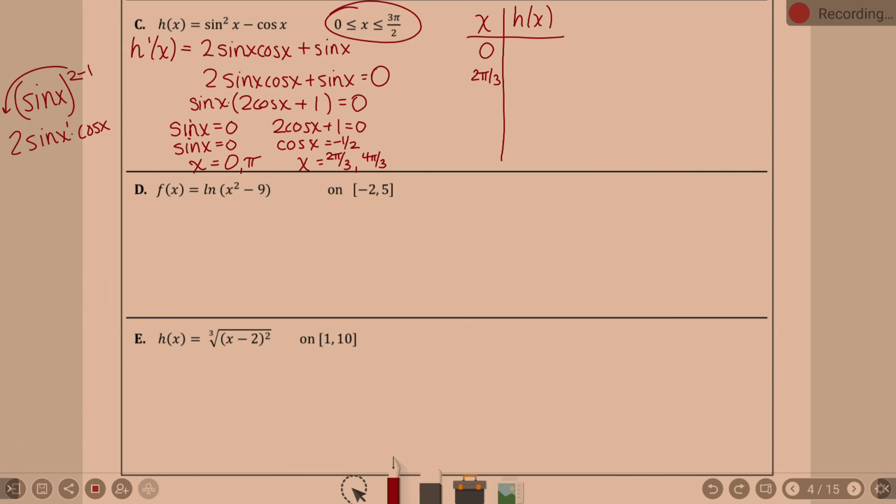We didn't address that. So it's 2 pi over 3, pi. And then 4 pi over 3? Yep. Okay. And then 3 pi.